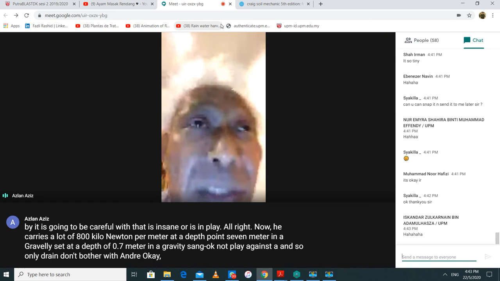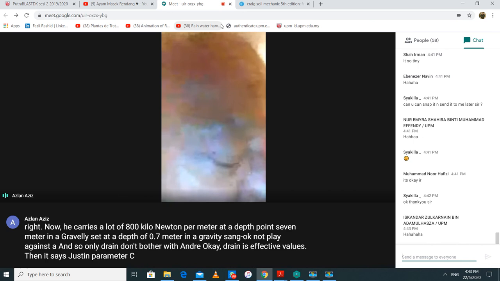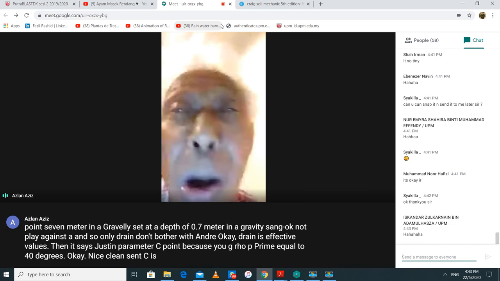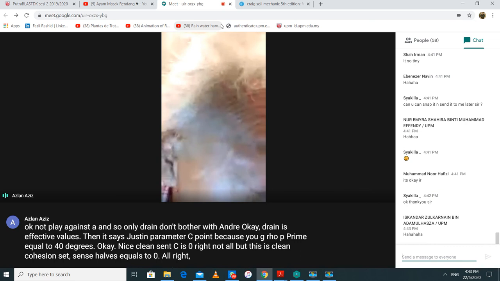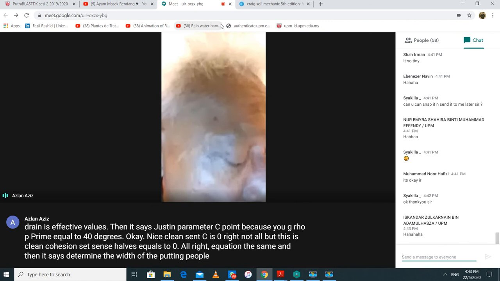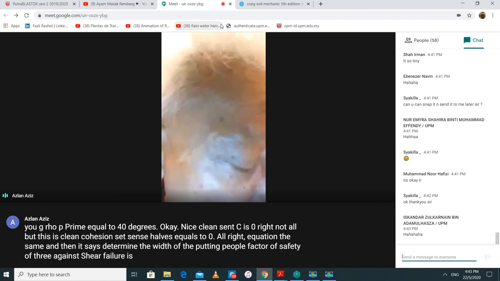Then it says shear strength parameters c prime equals zero, phi prime equal to 40 degrees. Okay, nice clean sand. c is zero, right? Not all sands have c equals to zero, all right? But this is clean cohesionless sand. And then it says determine the width of the footing, if a factor of safety of 3 against shear failure is specified and assuming that the water table may rise to foundation level. All right.